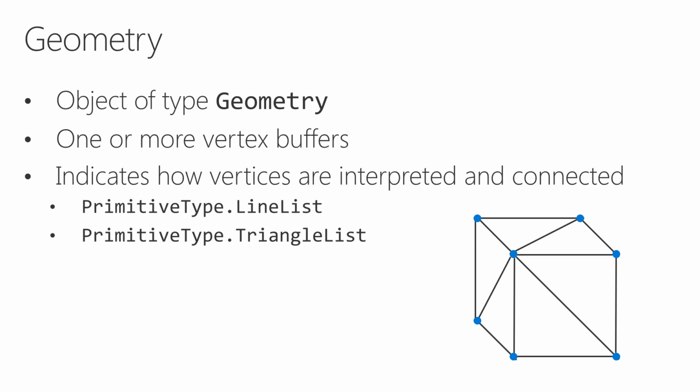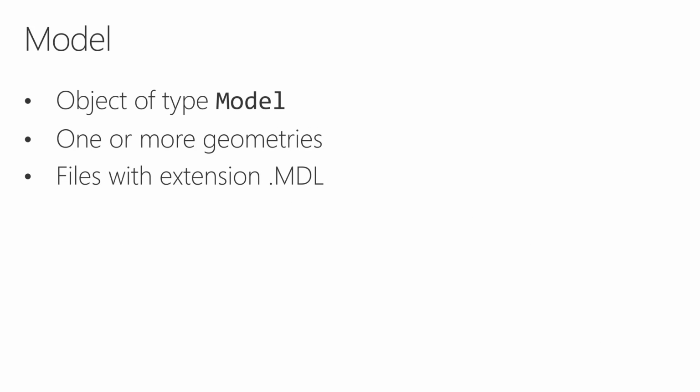A geometry object is one or more vertex buffers. The geometry indicates how the vertices in the vertex buffer combine to form lines or triangles. A model in UrhoSharp is one or more geometries. Models can be stored in binary files with a .mdl extension and shared among multiple 3D scenes.